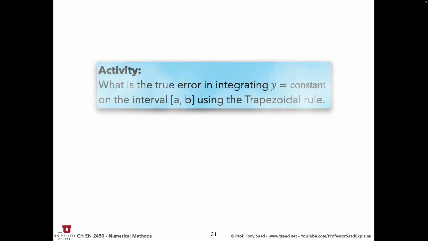Okay. Now, what is the true error in integrating y equal a constant on the interval a and b using the trapezoidal rule? Okay, you've exhausted all your answers. Okay, think about it. You don't need to do any calculation by hand. 0. I hear zeros. Why? Yes, a special case. A constant is a special case of a straight line. A constant is a straight line with 0 slope, right? So it's going to be exact for that.